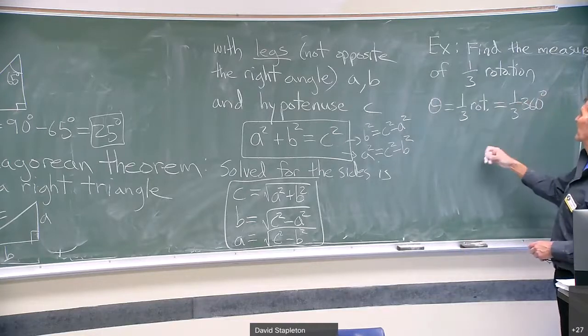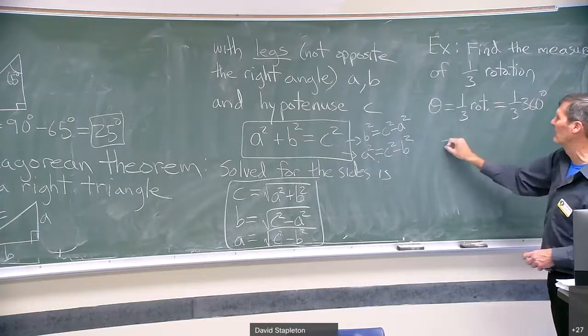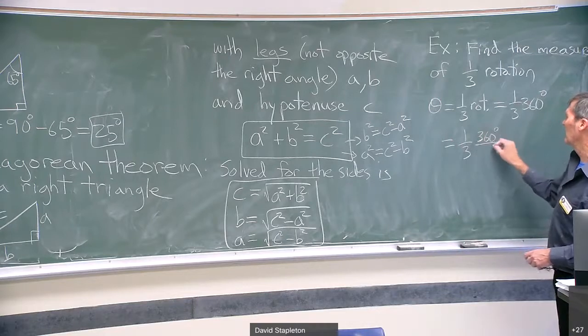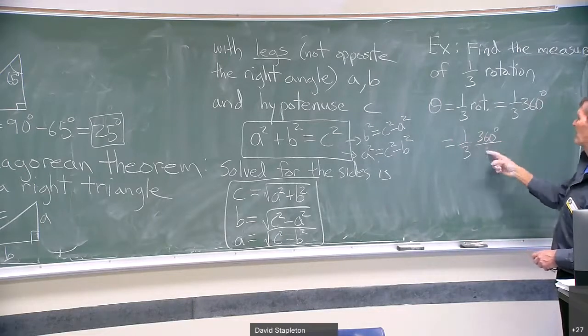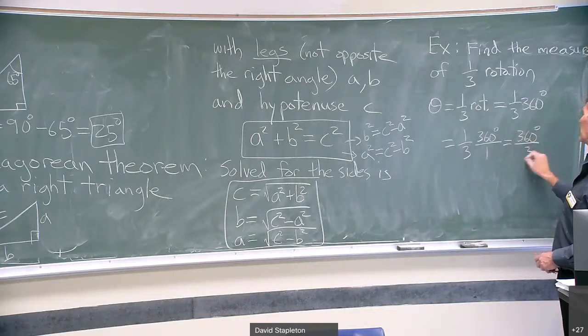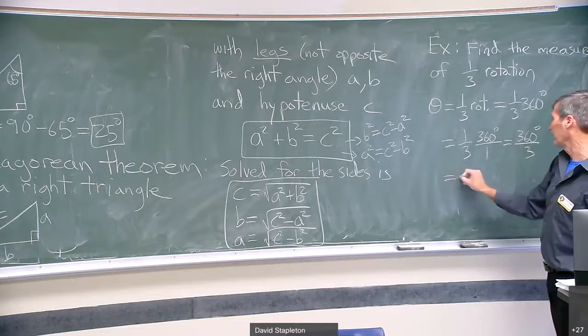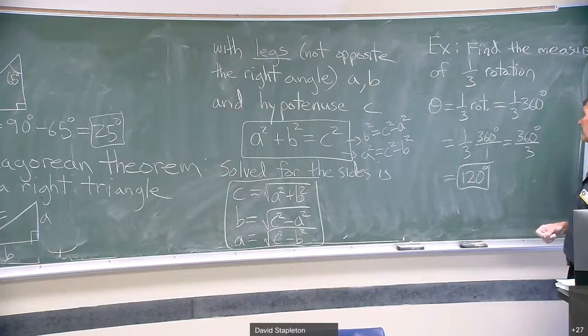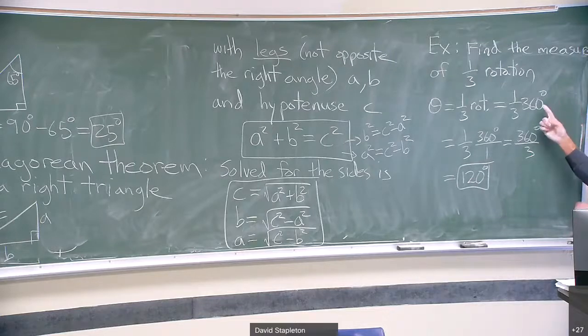Remember how to multiply these things. If you multiply a fraction times a whole number, you just write the whole number as 360 over 1. You take top times top over bottom times bottom. I'm just reviewing algebra rules. And this is 360 over 3. It's 120 degrees, 1/3 of 360, right? There's the angle measure for a fractional rotation. You just multiply 360 degrees times the fraction, right?